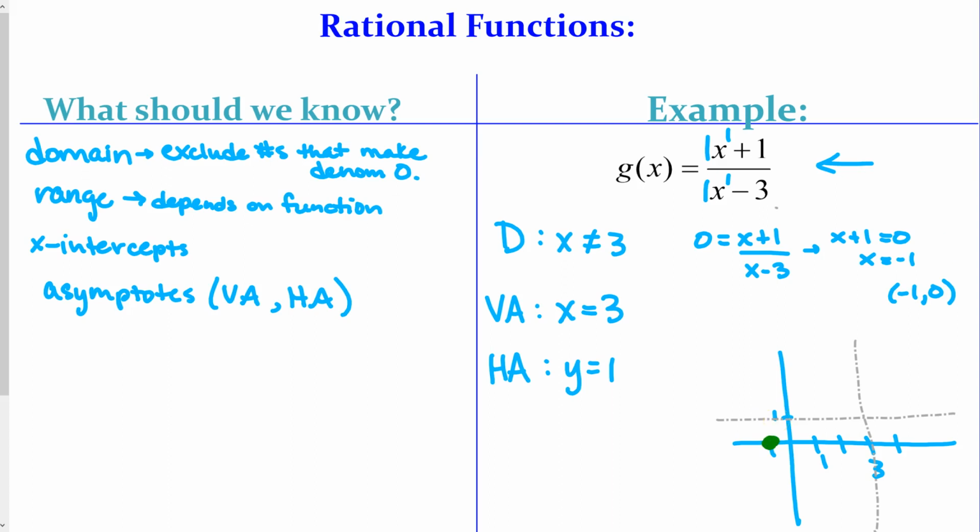And now for the y-intercept, we put 0 in for x. So we end up with 0 plus 1 over 0 minus 3. That's negative 1/3. So the y-intercept is the point 0, negative 1/3.